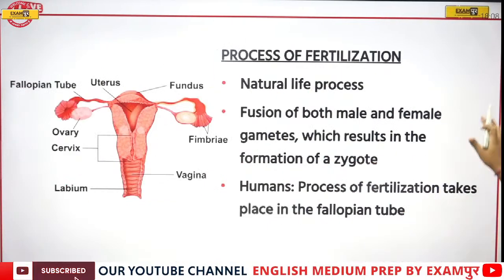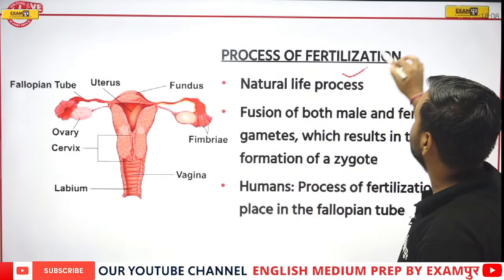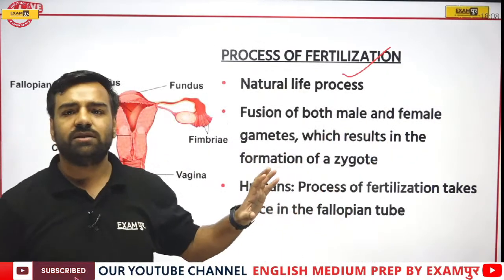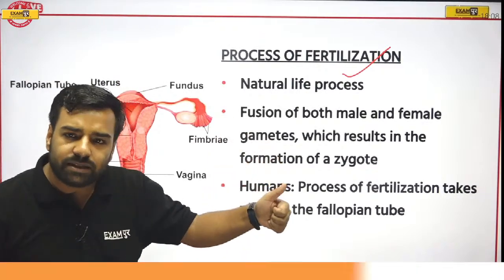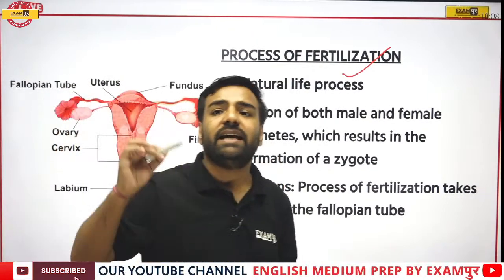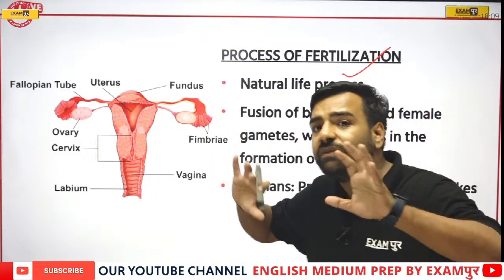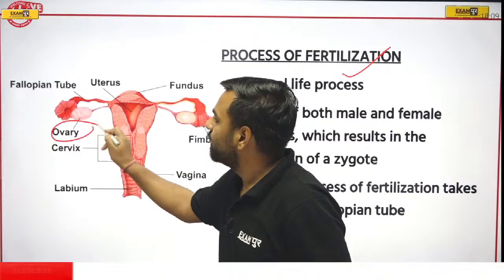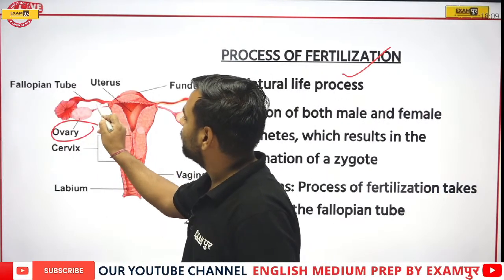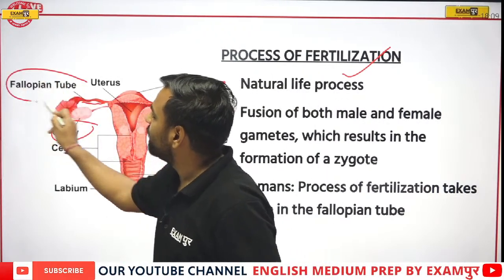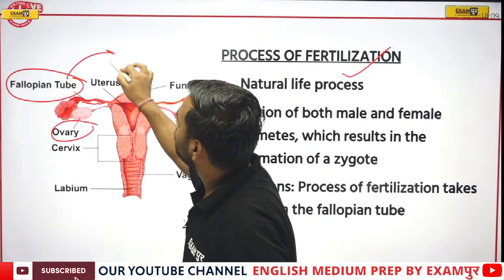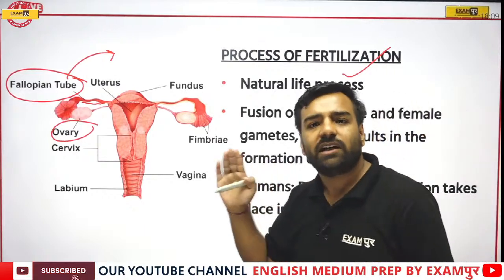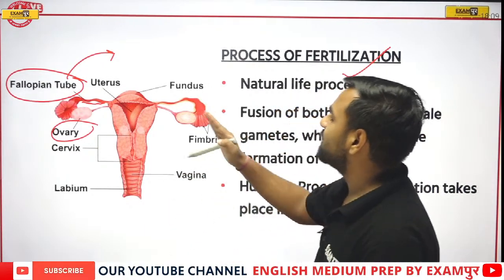Now, when I talk about the process of fertilization, what is it? We have already discussed, it is a natural process in which the sperm cell meets the egg cell. Now, from where do we get this egg? We get this egg from this ovary part. And just have a look at this part. This is the fallopian tube, the part where your fertilization takes place. It is asked in the examination: where does fertilization take place? So fertilization takes place in the fallopian tube.